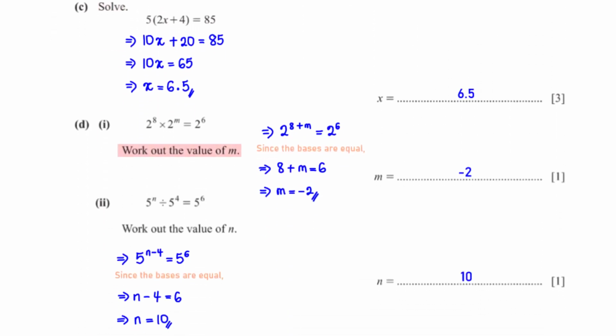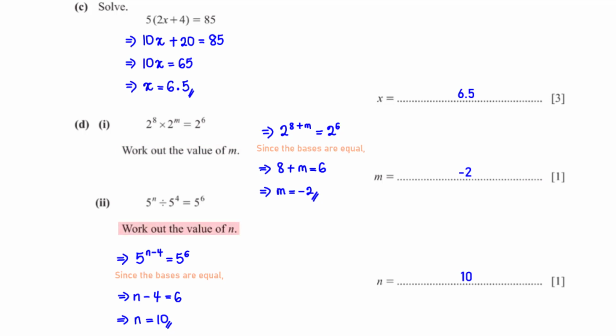Work out the value of m. Since these two have the same base and they are multiplying, we can rewrite it as 2 raised to the power 8 plus m. Since the bases are equal on both sides of the equation, then their powers must also be equal. So 8 plus m equals 6. When we subtract 8 from both sides, we get m equals negative 2.